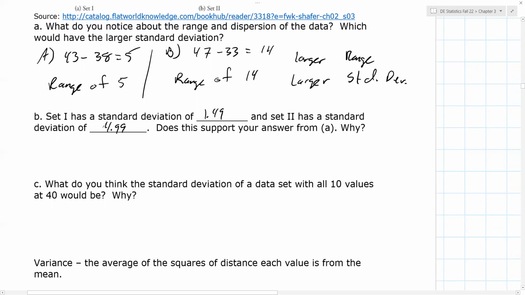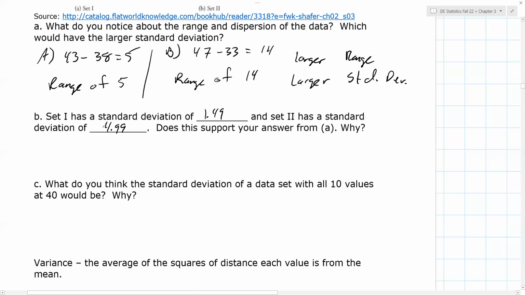Okay. So again, when we talk about standard deviation, the word deviation comes from deviate. So how far away from something are you? And that something we're looking at is the average. So how far away are you from average? That's what we're talking about when we talk about standard deviation. Well, if all 10 data points are at 40, our average is 40, how far away from our average are any of the data points?